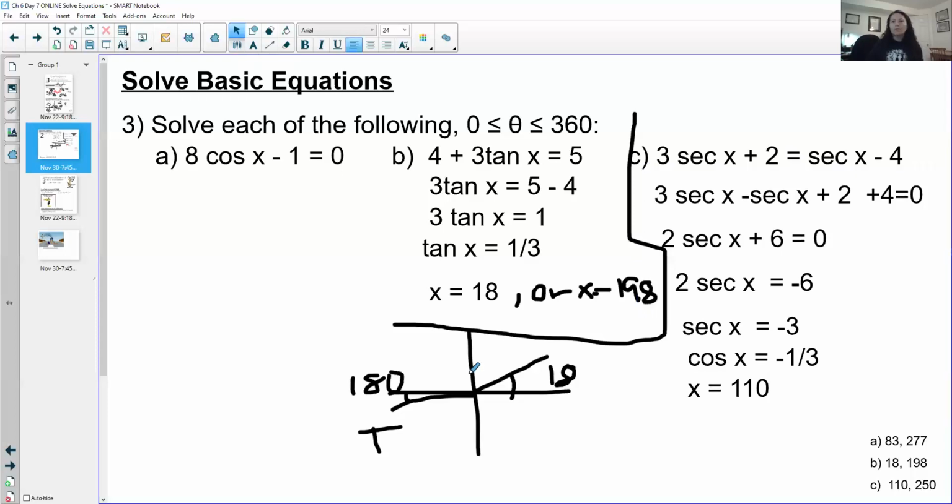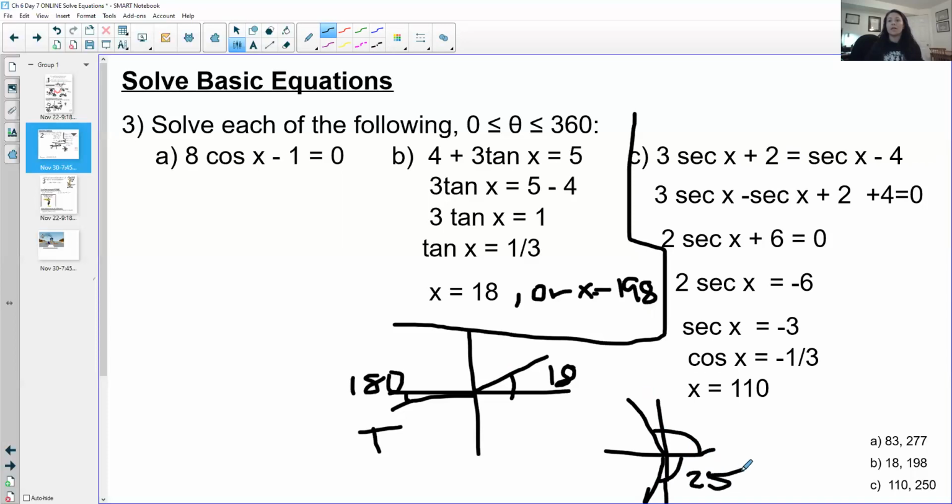Again, go back now to your CAST rule. 110 degrees, so this is 90, 110 is up here. I need the other quadrant where it would be negative, so it would be kind of down here. So if this is 110, then to get this angle, I would have to take 360 minus 110, which is 250. So my x is 110, and x is also 250 degrees. Okay, and we have two answers.